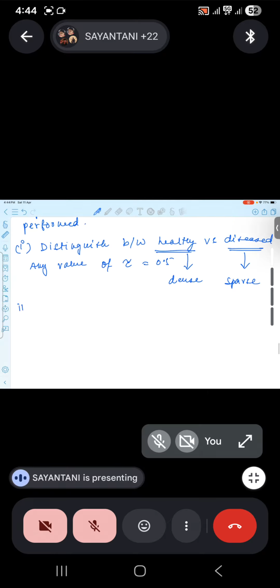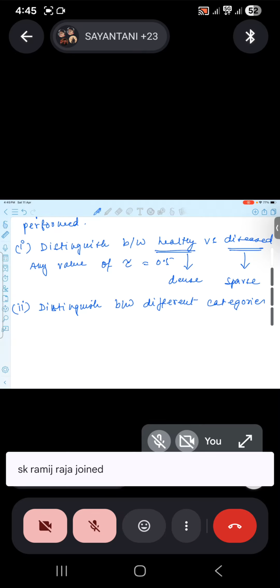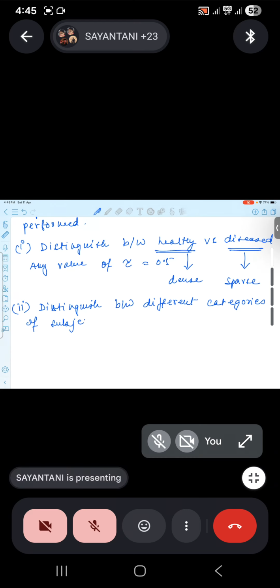The second scenario that can arise is that you have to distinguish between different categories of subjects. All of them are healthy. So over here, your main task is not to categorize whether a person has some disease or not. That is a different experiment. Here you have to distinguish different categories of subjects, and they are not diseased. Everybody is healthy.